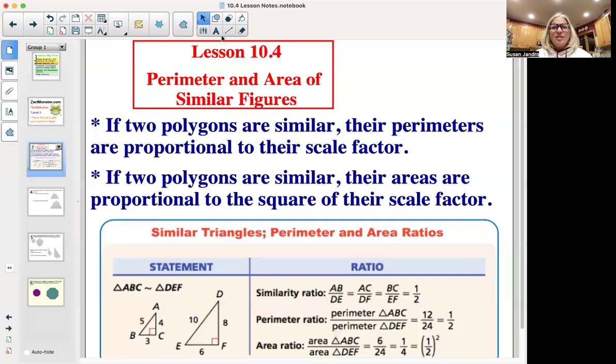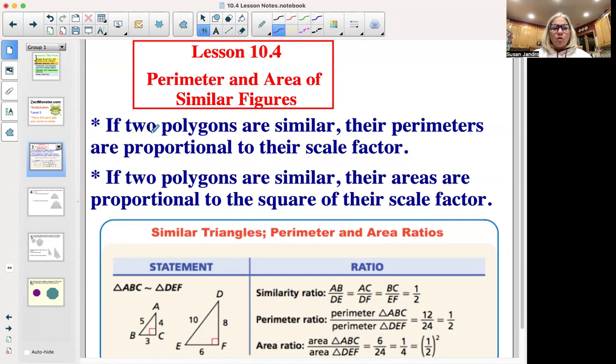To this computer. All right, hi, it's Mrs. Jandro, and this is geometry class, and I'm going to go through lesson 10.4 notes. So you received the note packet in class, or if you didn't, you can just copy some of these notes down in your notebook. So section 10.4 is on perimeter and area of similar figures.